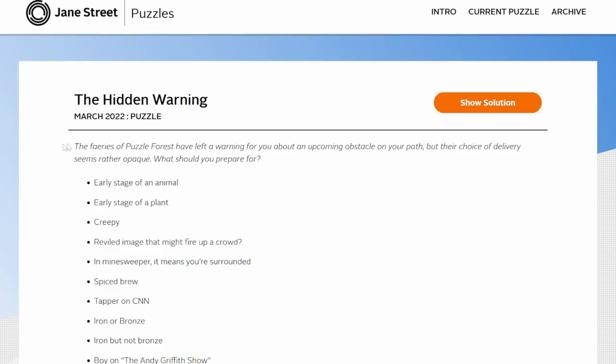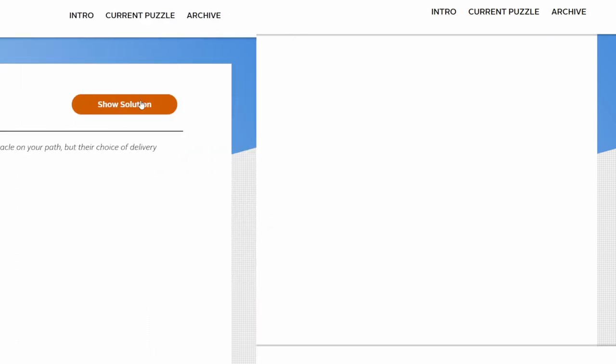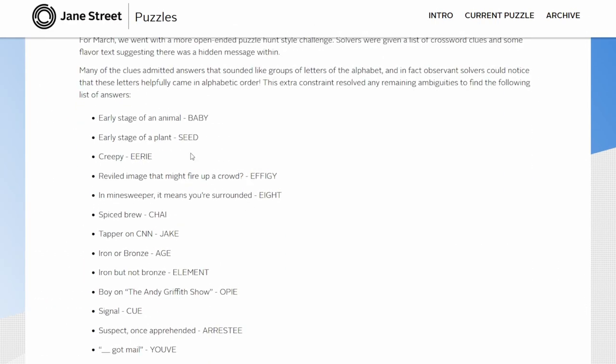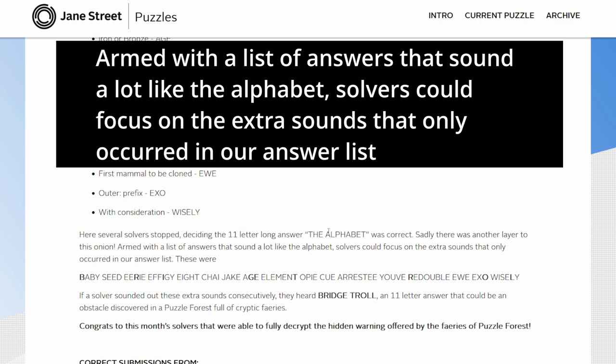We start with the hidden warning, where a fairy of puzzle forest gives us a few clues for finding an 11-letter word. I think the AI's thought process may be more interesting if we look at the answer first. So each of these clues corresponds to a word, and the key here is that the answers sound like the letters of the alphabet when read aloud. The few extra sounds here give us the answer of bridge troll.